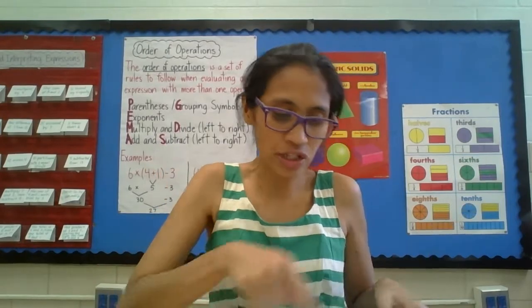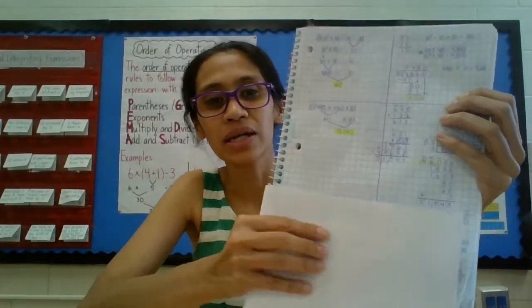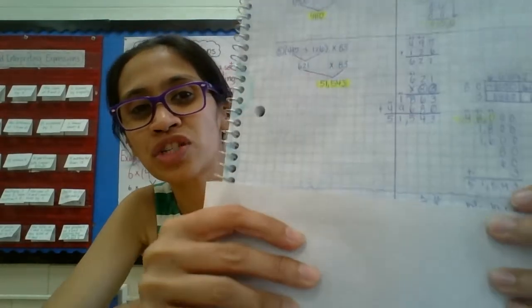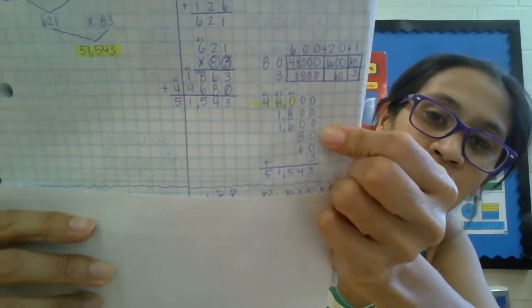Where am I? All right, so for that multiplying, I showed it 2 different ways. What are those 2 strategies for multiplying multi-digit numbers? The standard algorithm, which I showed right there, and the area model.